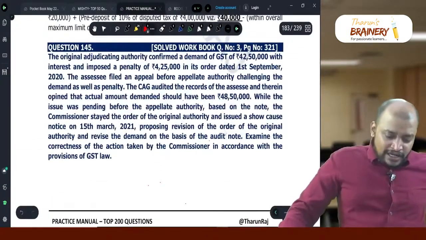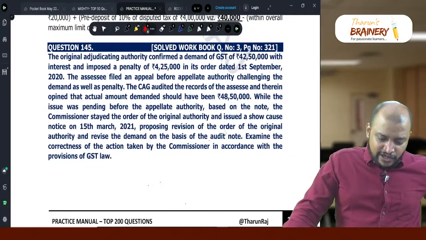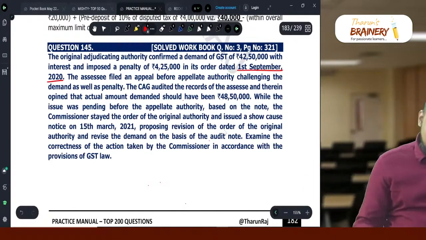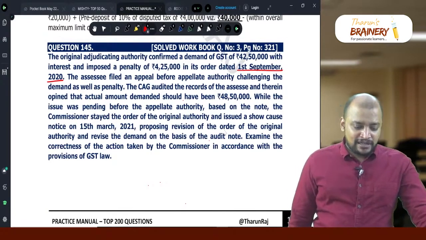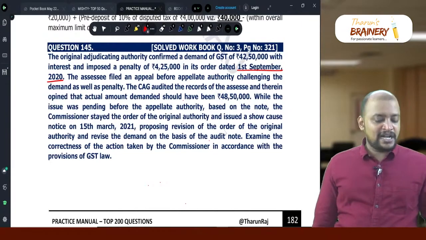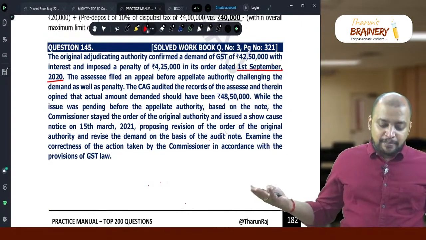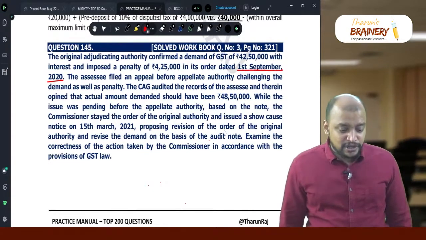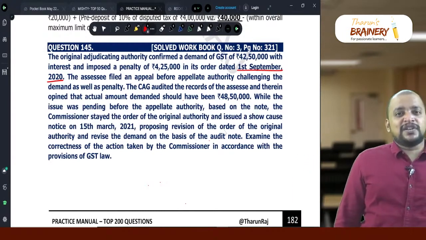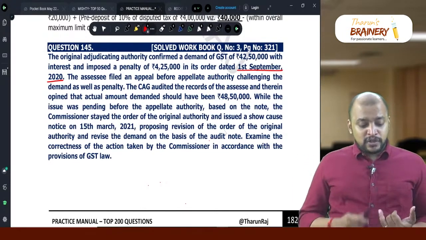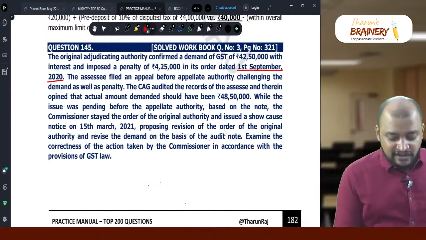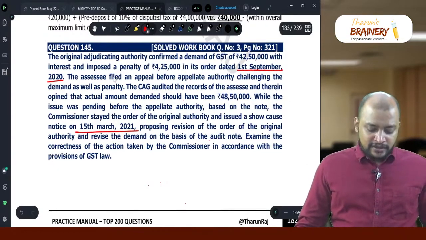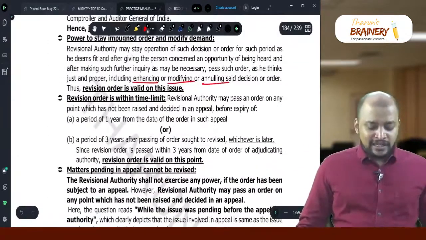Now, if you see this case, the adjudication authority confirmed the order dated 1st September 2020. The assessee filed an appeal before the appellate authority challenging the demand as well as the penalty. We don't have the appeal order date, so consider 3 years from the adjudication order. 1st September 2020 means 2021, 2022, 2023, but before that itself, on 15th March, they passed the revision order, which means it is within the time.